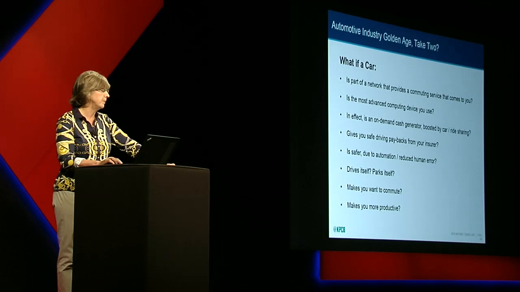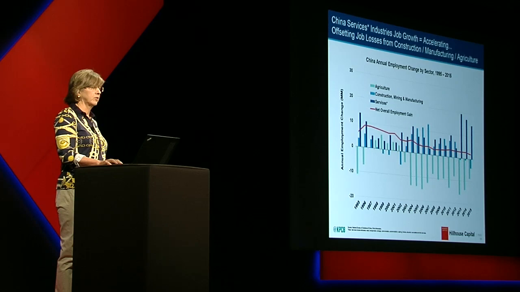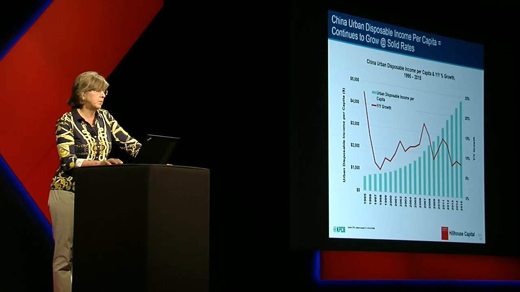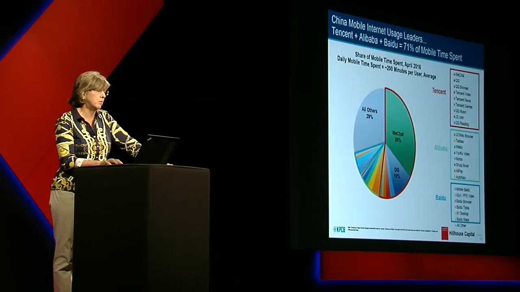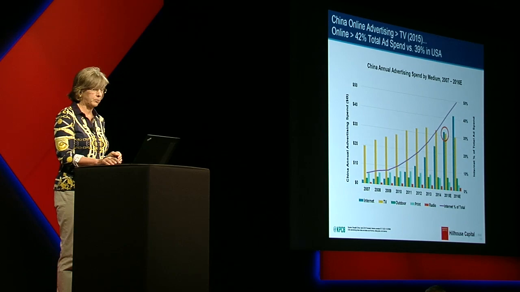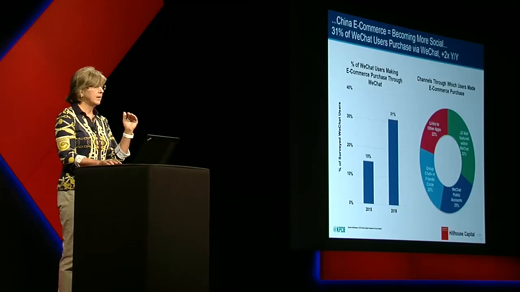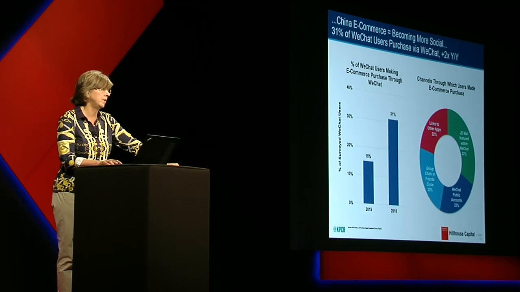So China, the data from Hillhouse Capital. Macro: robust service-driven job and income growth despite investment slowdown. That's what that looks like. China services industry's job growth is accelerating. China urban disposable income per capita continues to grow, but at slower rates. China internet users up 6% versus 7% last year. China mobile internet usage leaders, Tencent, Alibaba, and Baidu, have 71% of mobile time spent. In a lot of areas, China leads the US. In online advertising, 42% of total ad spend versus 39% in the US. E-commerce: China's e-commerce companies dominate the top retailer rankings versus their US peers. They're growing faster than their US peers, and 31% of WeChat users have made a purchase via WeChat on that messaging platform.